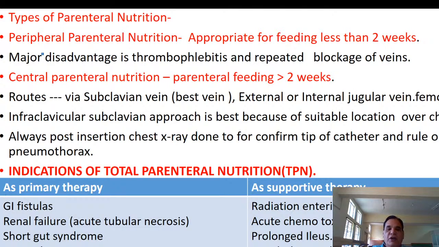So what are the indications of TPN, total parenteral nutrition? First, as a primary therapy, second, as a supportive therapy. Primary is GI fistula, renal failure, severe burns, hepatic failure, Crohn's disease and anorexia nervosa. This is a slightly psychological disease. Supportive therapy in radiation, chemotoxicity, weight loss due to surgery, and patients with malignancy and severe sepsis. To support the body, we are giving TPN.